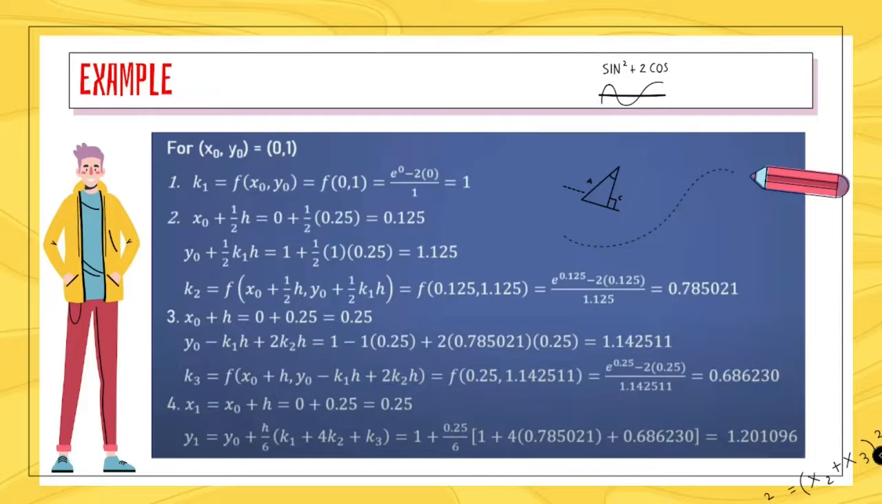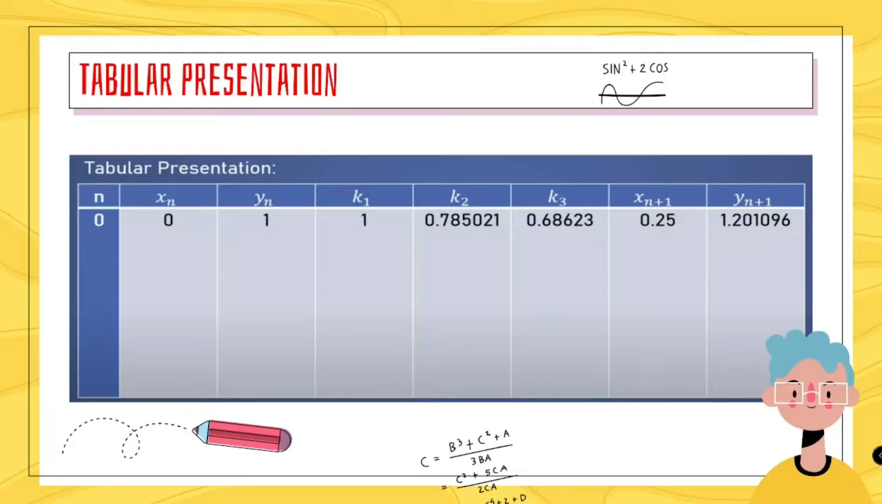Step 4 is solve for the new pair. X sub 1 equals x sub 0 plus h equals 0 plus 0.25 equals 0.25. Y sub 1 equals y sub 0 plus h over 6 times k sub 1 plus 4k sub 2 plus k sub 3 equals 1 plus 0.25 over 6 times 1 plus 4 times 0.78521 plus 0.68623, which equals 1.01496. So, this is the tabular presentation.